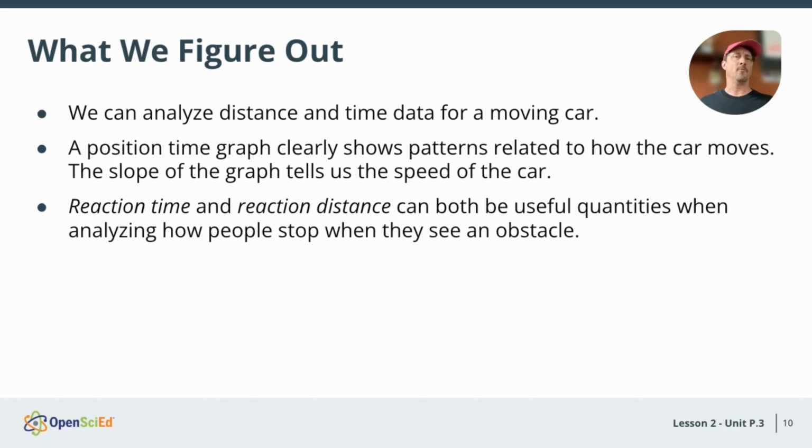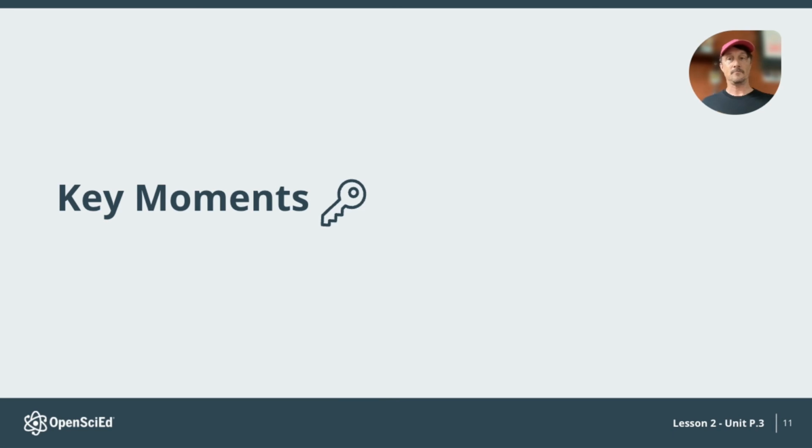So in summary, we can analyze distance and time data for a moving car. A position time graph clearly shows patterns related to how this car moves, and the slope of the graph tells us the speed of the car. Reaction time and reaction distance can both be useful quantities when analyzing how people stop when they see an obstacle.